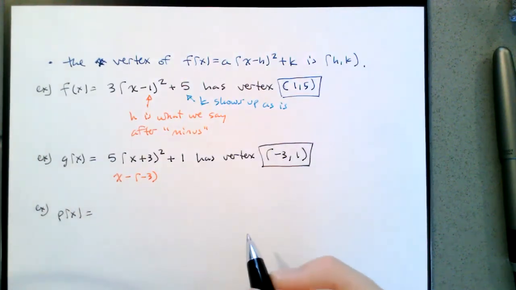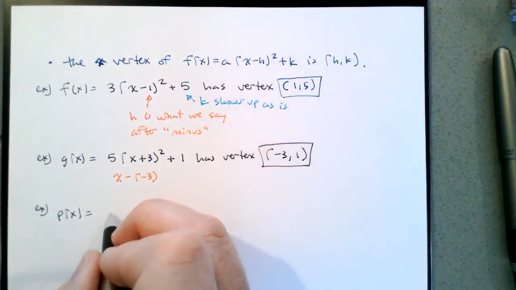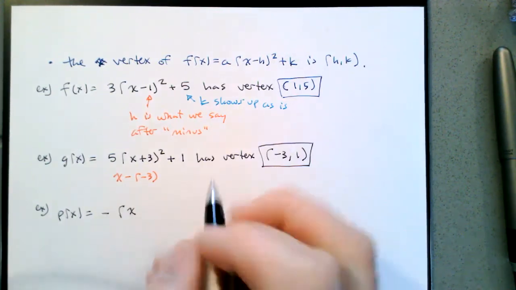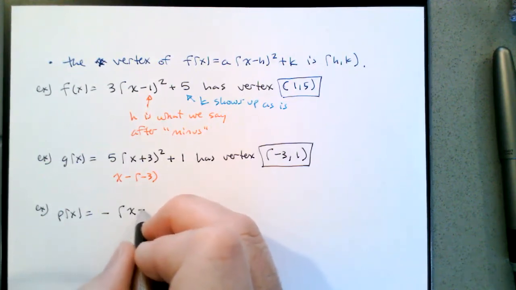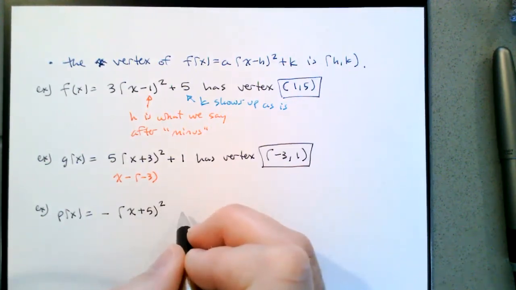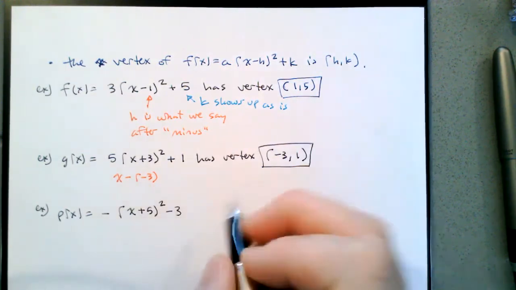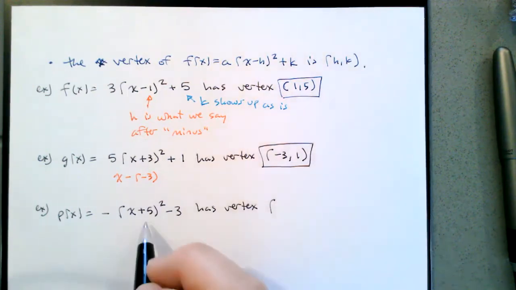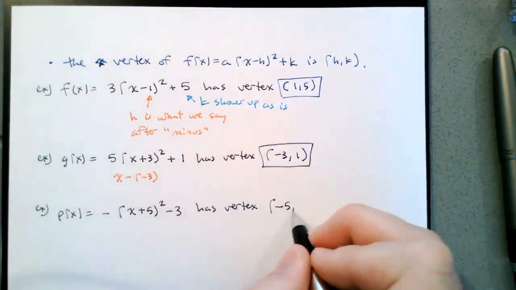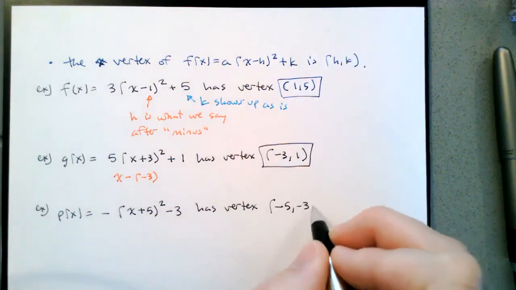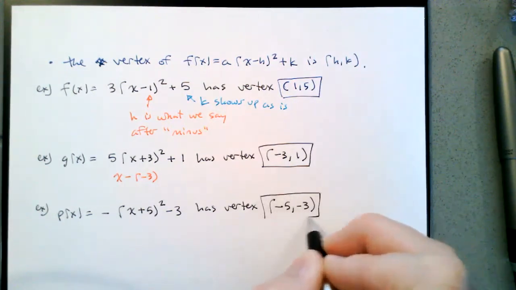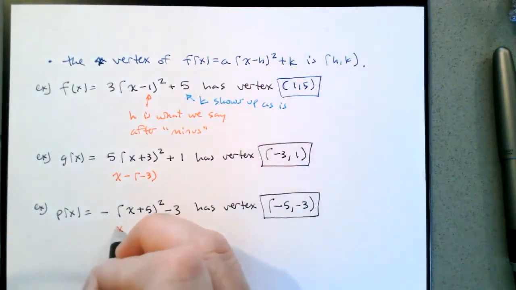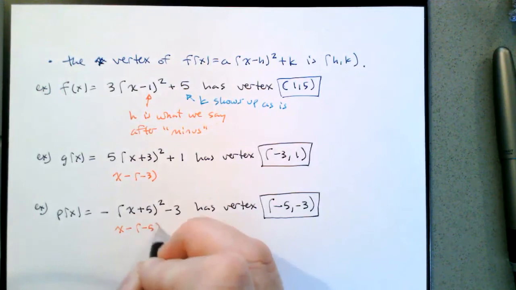So if I had a quadratic function that says, let's go with -1 times x plus 5 squared -3, then our vertex is -5, -3. Because we read x plus 5 as x minus a -5.